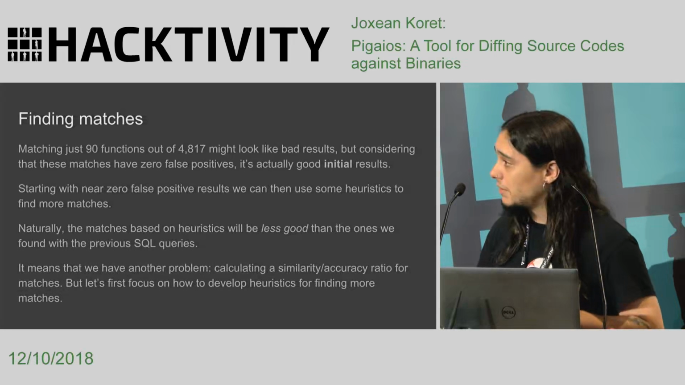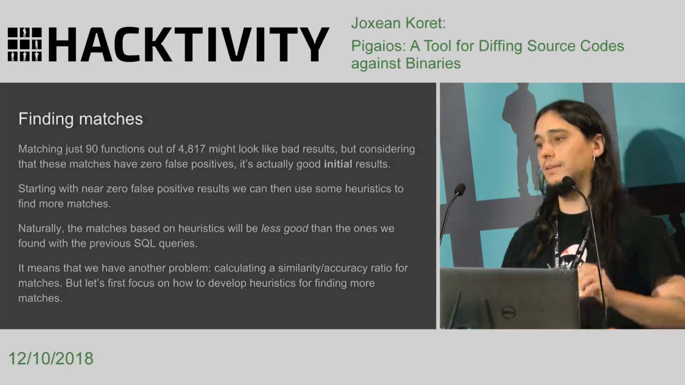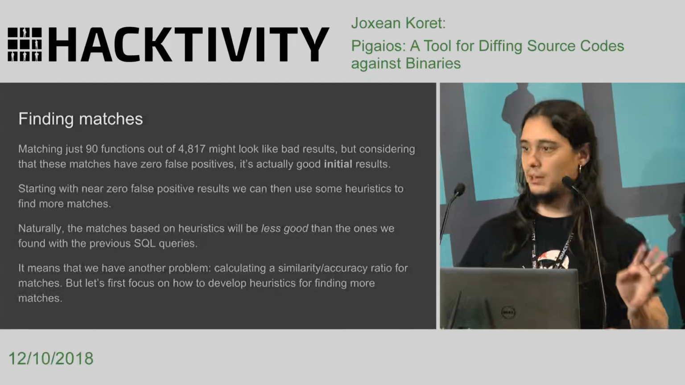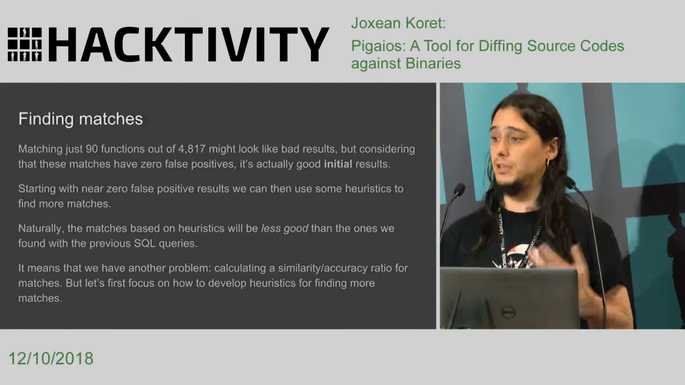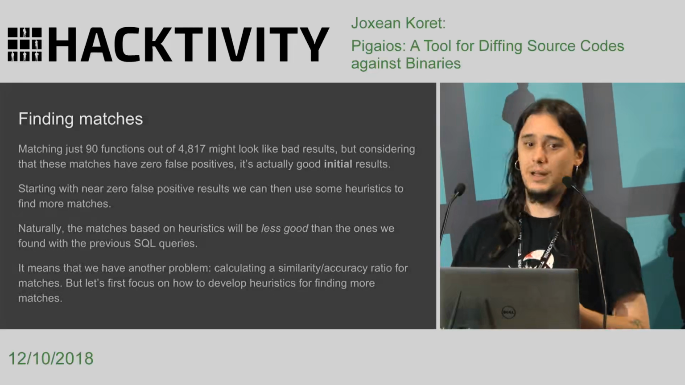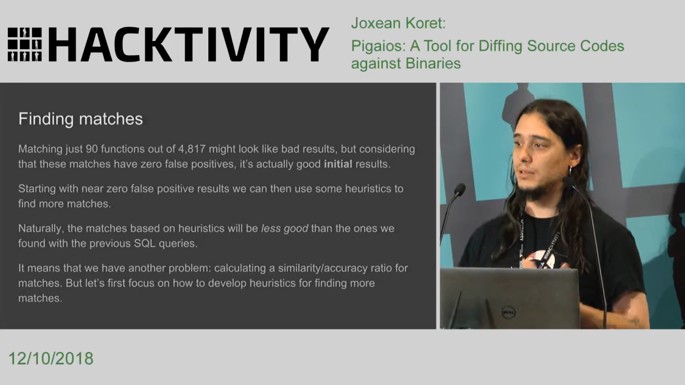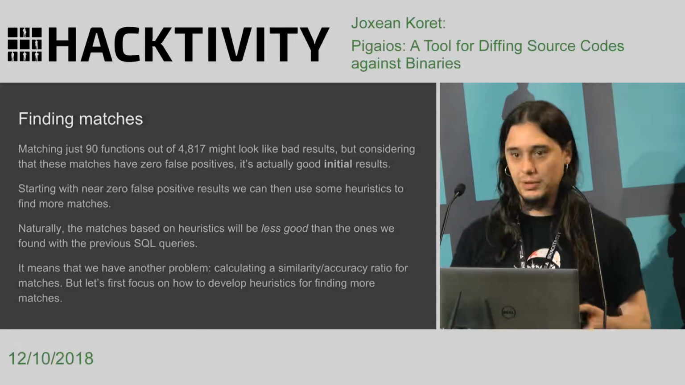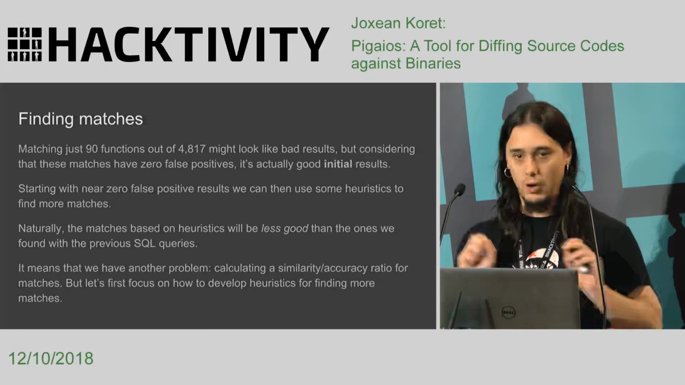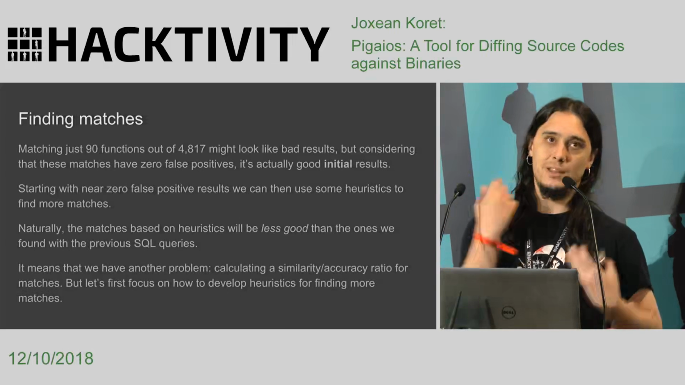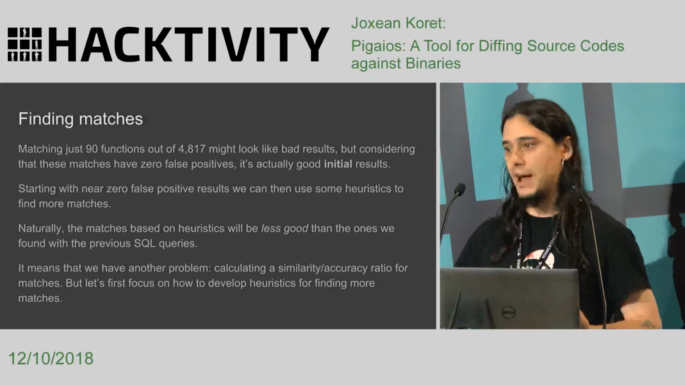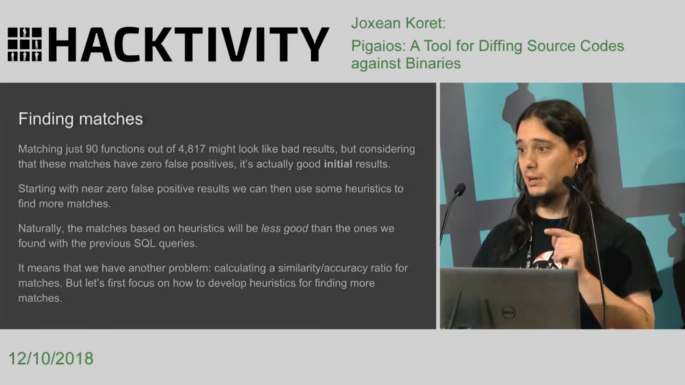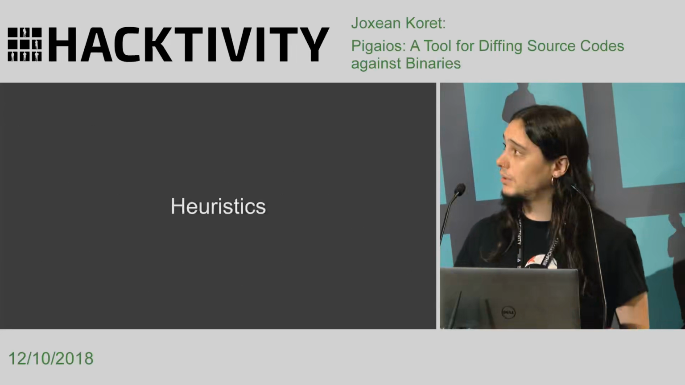The thing is, the initial results, we know that they are very good. But the next results we are finding using heuristics aren't that good. So we have to calculate a ratio or something like that, so the reverser, when taking a look at the results that my tool outputs, can trust or not trust some results. I will explain later, because it's actually the hardest part in the project.